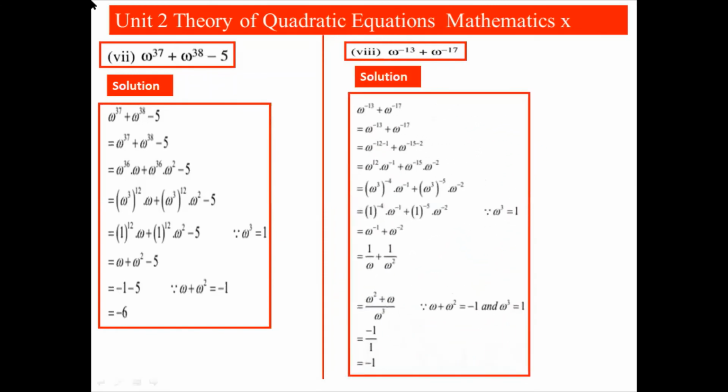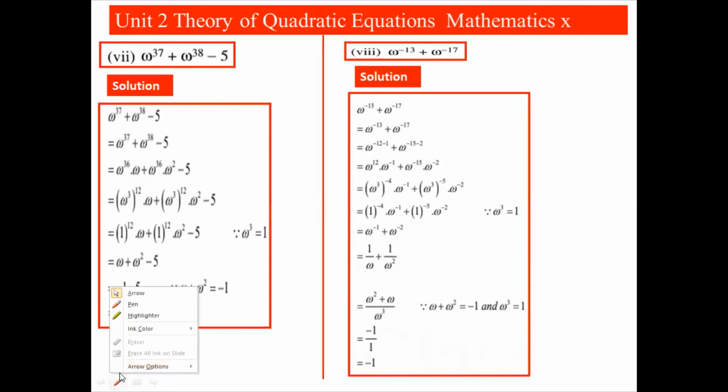Again, we can write omega raised to power minus 13 as omega raised to power minus 12 and minus 1, and here minus 17 we can write as minus 15 minus 2. So this is equal to minus omega raised to power minus 12. There is again a minus mistake, sorry for this. So you have to write minus omega raised to power minus 12. Here we have omega raised to power minus 15 and omega raised to power minus 1.